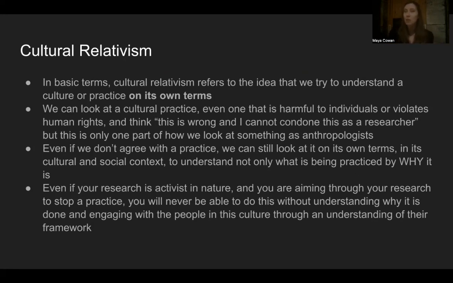what the practice is, because you'd be a pretty darn bad anthropologist if you just went into a culture and wrote down, okay, this is what it looks like, this is what people are doing here, and then you took off. Because really, part of it is understanding why it's practiced.